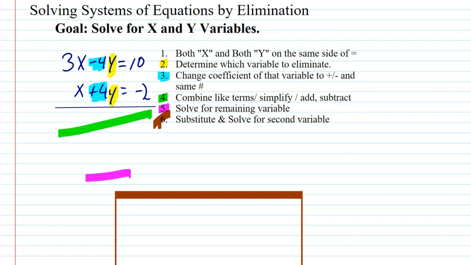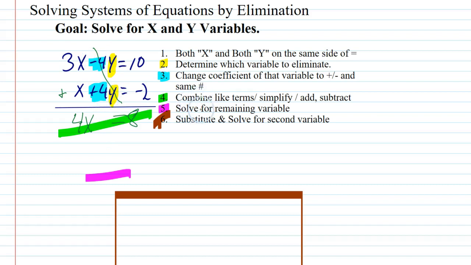Step number 4, combine like terms, simplify, add, subtract as needed. So that means if I have a positive and a negative 4, they cancel out. I have 3x plus x gives us 4x. The equal sign comes straight down. 10 minus 2 is 8. Step number 4, combine like terms. In the process, we should be canceling out one of the variables.